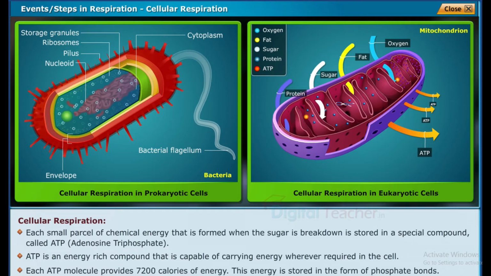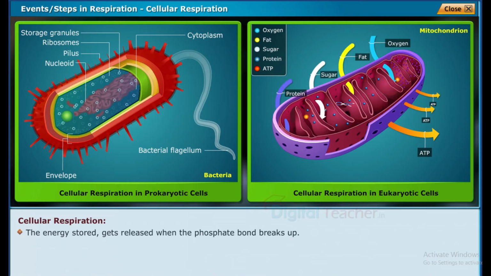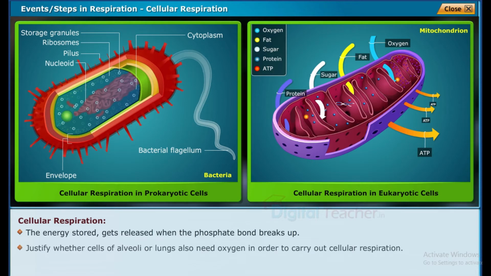Each ATP molecule provides 7,200 calories of energy. This energy is stored in the form of phosphate bonds. The energy stored gets released when the phosphate bond breaks up. Justify whether cells of alveoli or lungs also need oxygen in order to carry out cellular respiration.